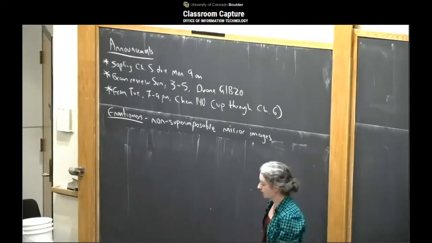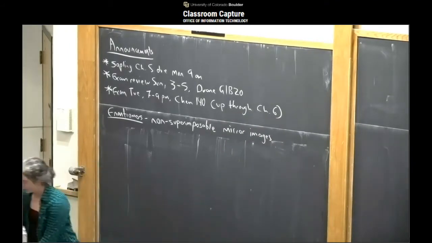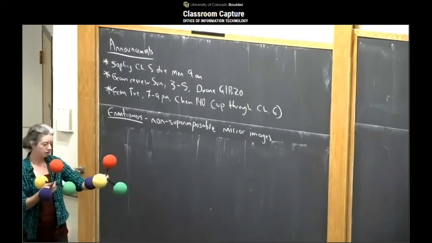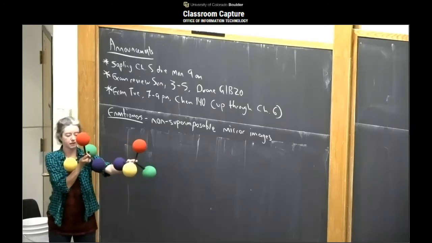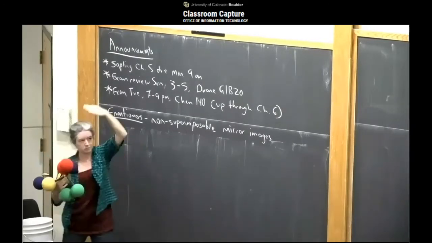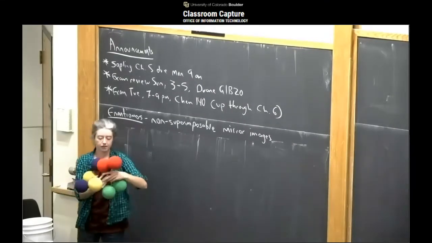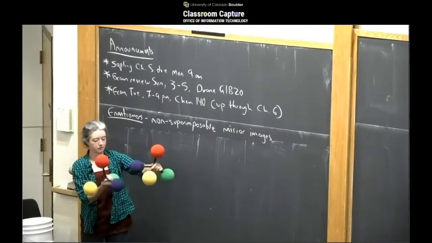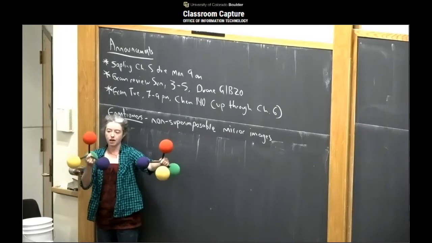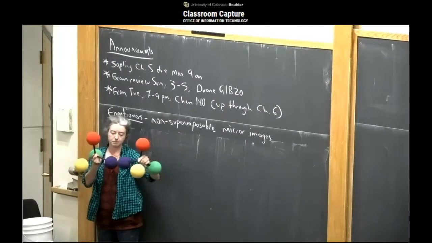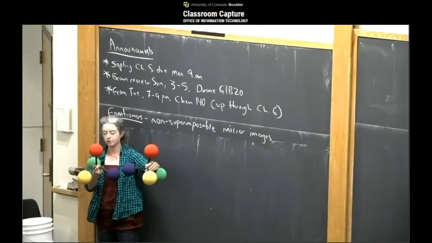All right, so just for those of you who missed last lecture and haven't caught up yet, the example that I used is if you've got these two models here, imagine like there's a mirror wall right here cutting between these two models. So like this thing is looking at its reflection in this mirror. The red reflects into red, purple reflects into purple, yellow into yellow, green into green.